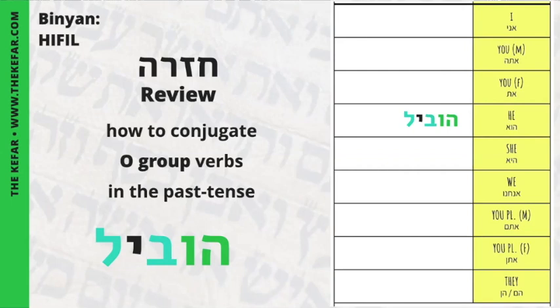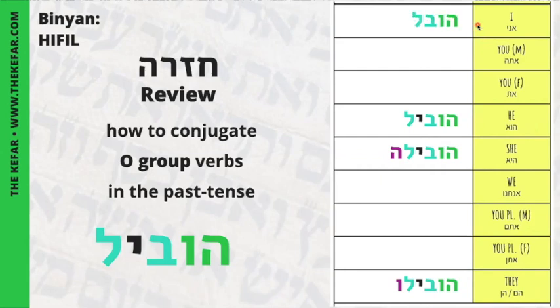And then for she, we have hi hovila, which is basically just hovil with a hey at the end. And then hem and hen hovilu. So hu hovil, hi hovila, hem, hen hovilu. And so our sound patterns for these three, our third person pronouns, hu, hi, and hem, hen, are all O-I, okay? O-I from hovil, hovila, and hovilu. And for the rest, they are going to be O-A.